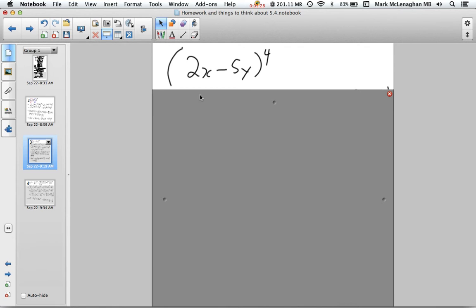Okay, so now try expanding 2x minus 5y to the power of 4. Again, if you want to, you can press pause and let the students have a few minutes to try this on their own and then take it up.